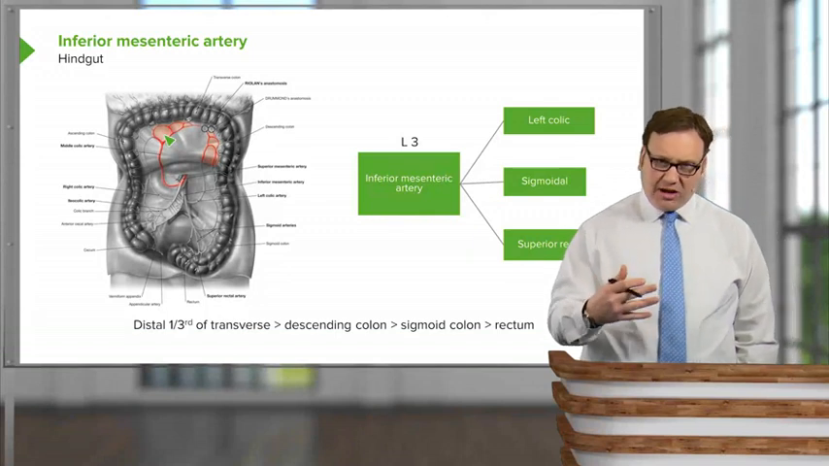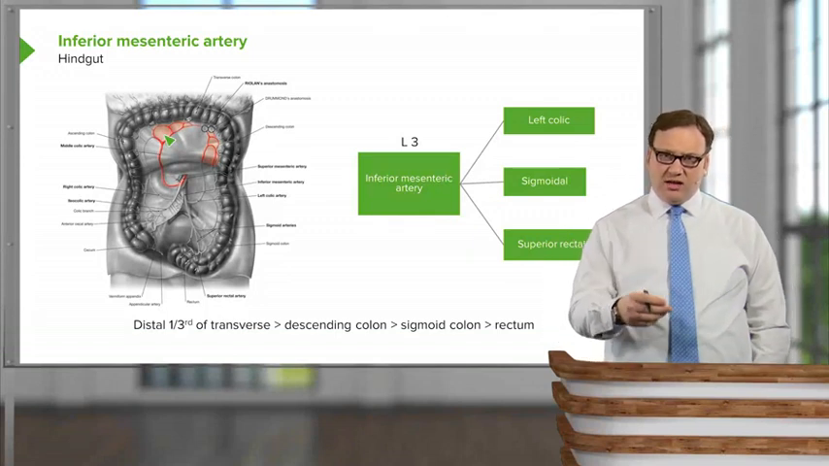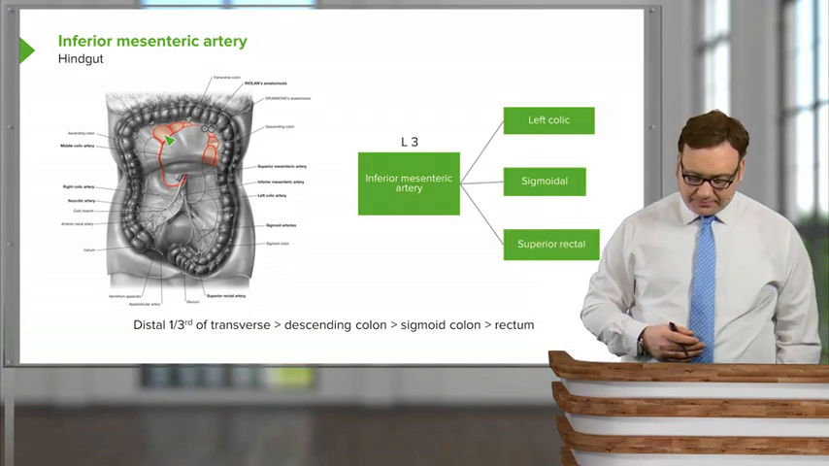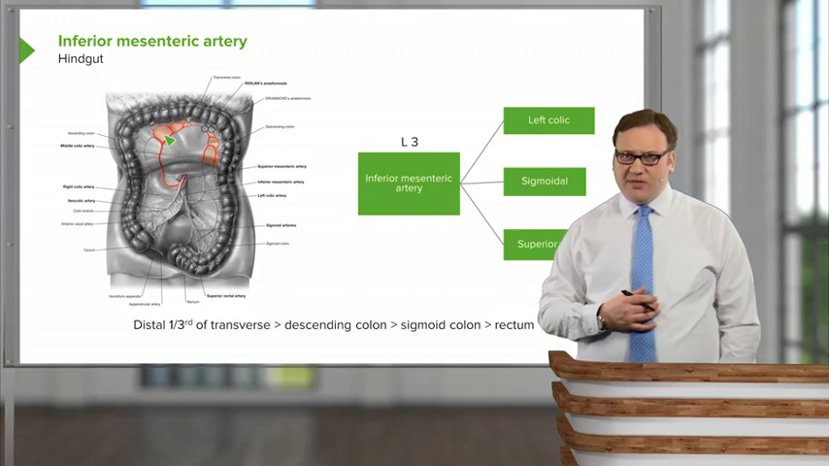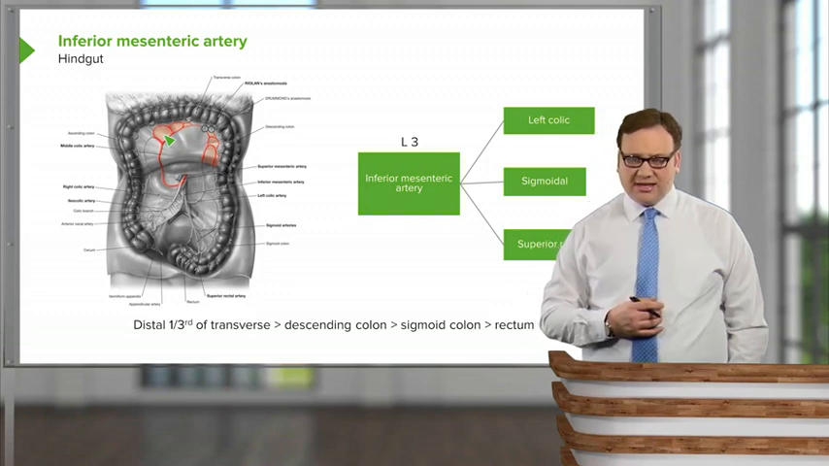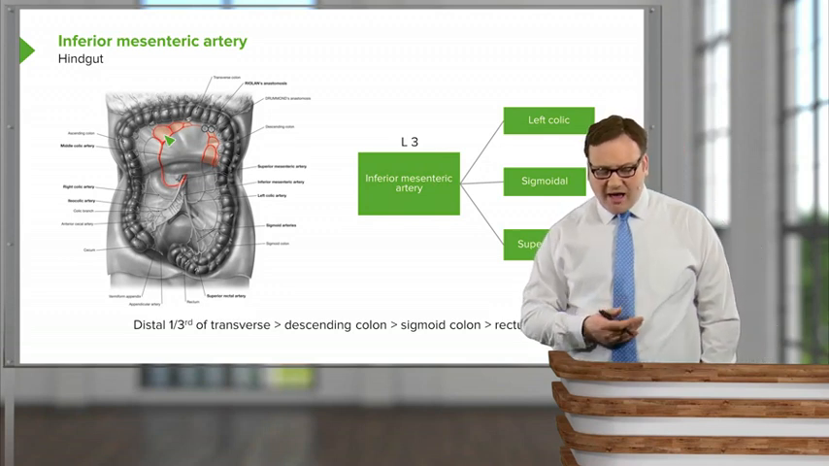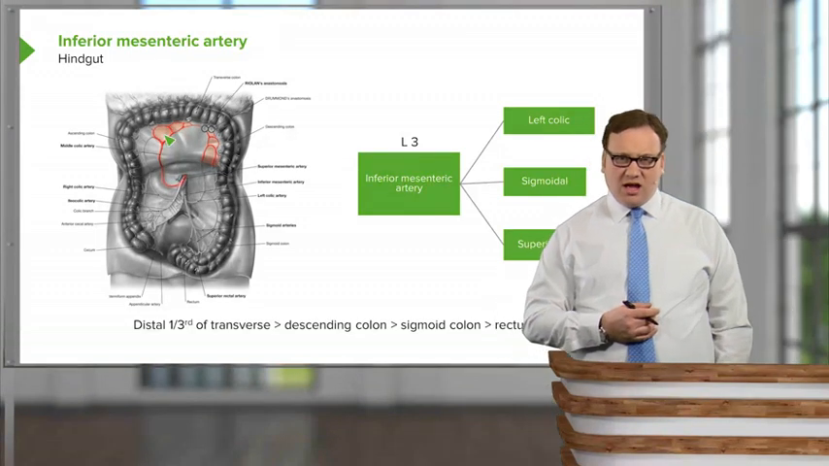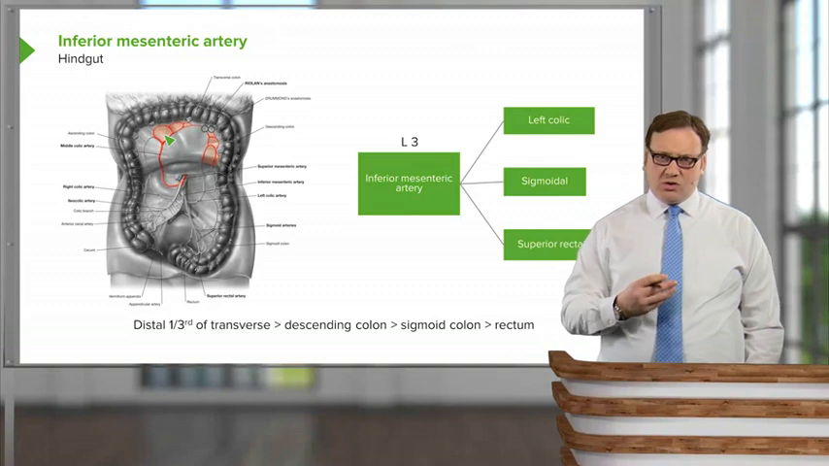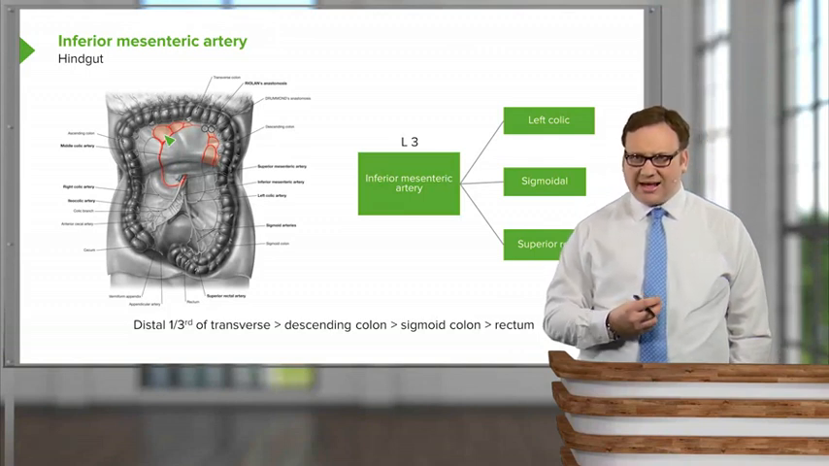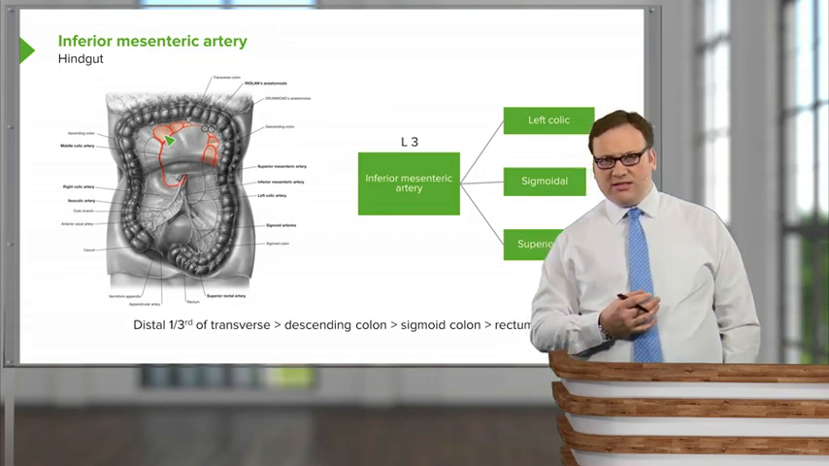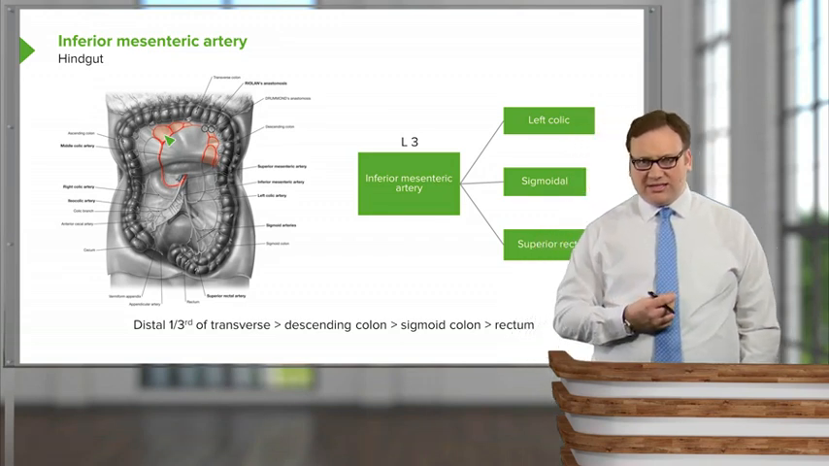And that helps to supply this transitional area between the midgut and the hindgut. Just before the bifurcation of the aorta into common iliacs, just superior to that, you have L3, where the inferior mesenteric artery is occurring. And at this location, it's quite common for atherosclerotic plaques to occur. And this can actually occlude the opening for the inferior mesenteric artery. The wall can be dissected.